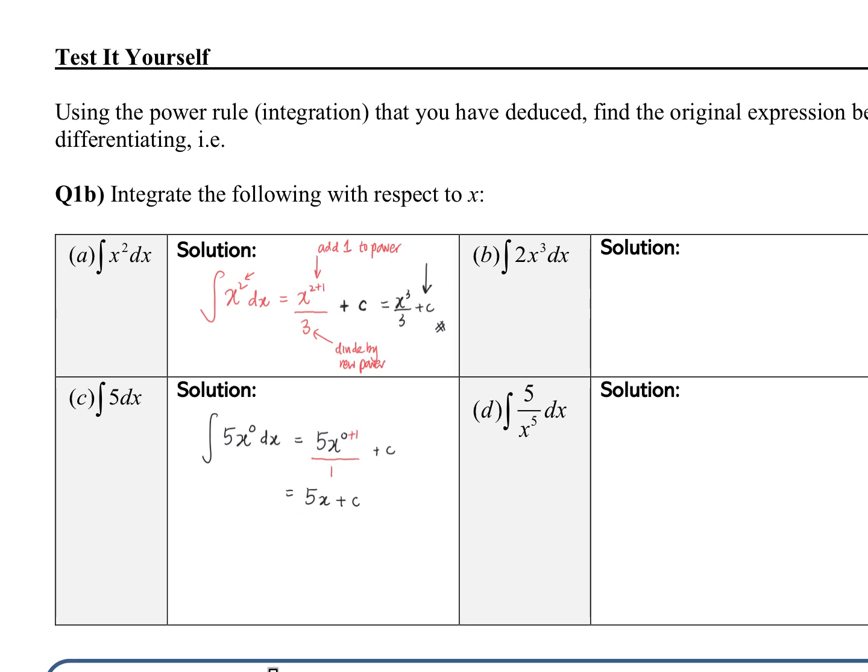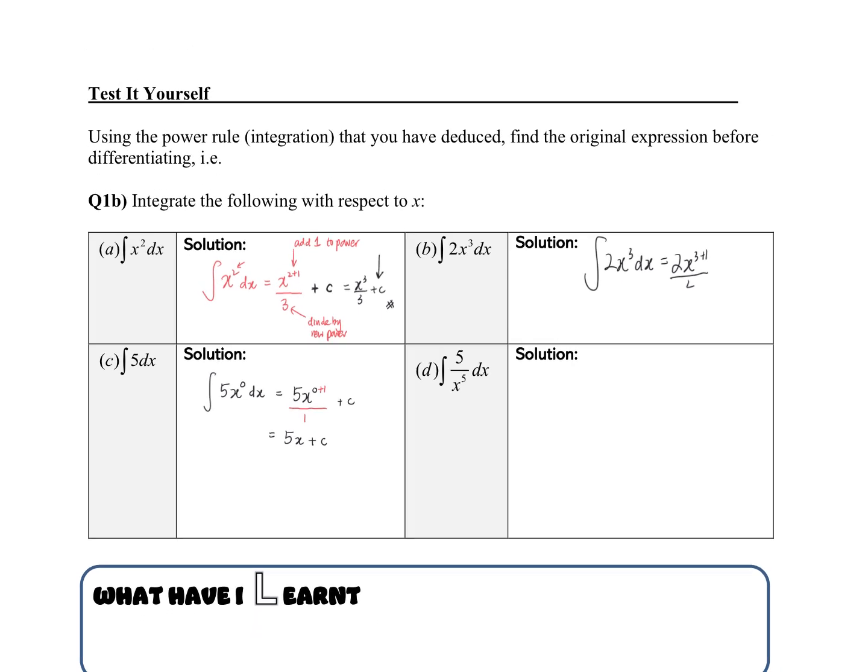Okay, so this one is the same thing. It could be 7, we still add the power by 1. That's why she puts C. So add the power by 1, divide by the new power, then plus C. It can actually be anything. Why do we put dx? Why does dx come behind?